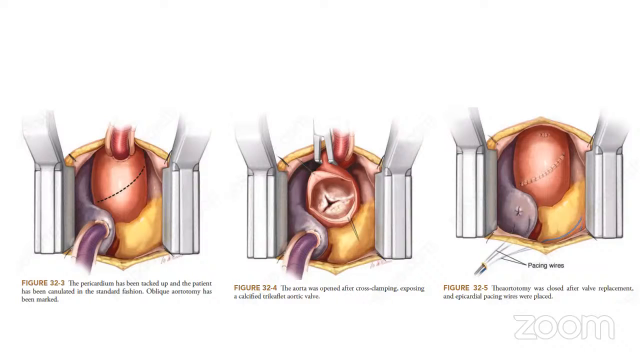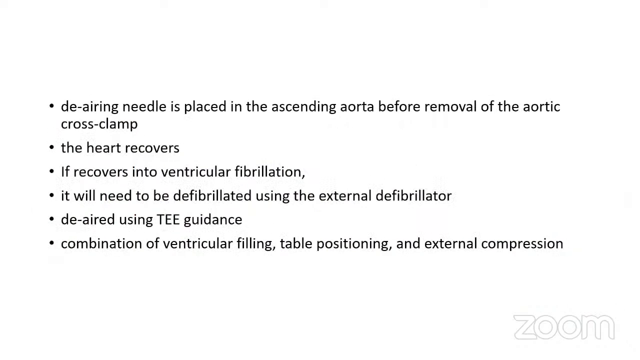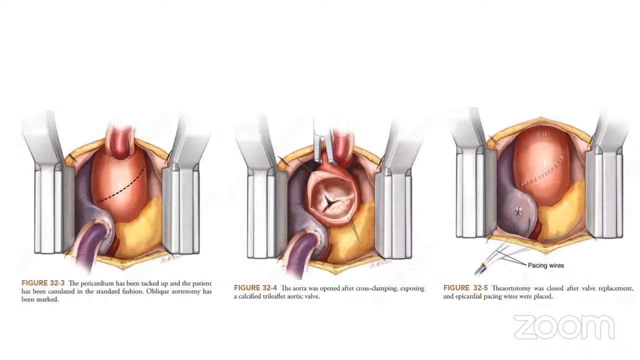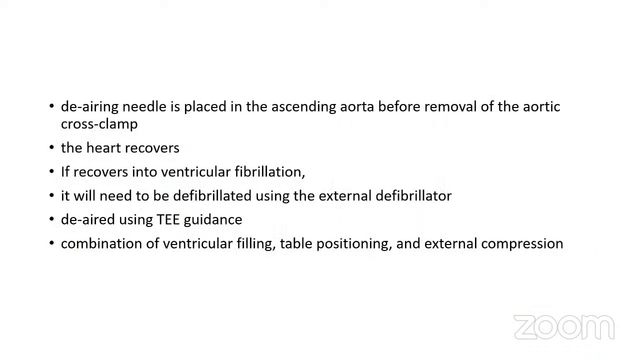Then we close the aortotomy, and make sure to connect the pacing wire and insert the chest tube while you are on bypass, and even do de-airing before that, because this will limit injury to the heart while the heart is collapsed. A de-airing needle is placed in the ascending aorta before removing the aortic cross clamp. After that, the heart usually recovers with sinus rhythm.